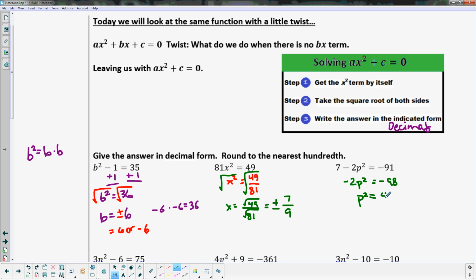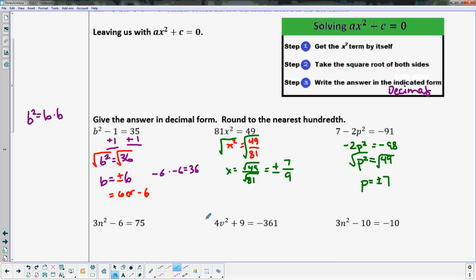And that gives me 49. Now that I have the p squared by itself, I'll go ahead and take the square root. And that'll tell me that p is equal to positive or negative 7. Okay, we found that right back here, so we just have to reuse that idea.